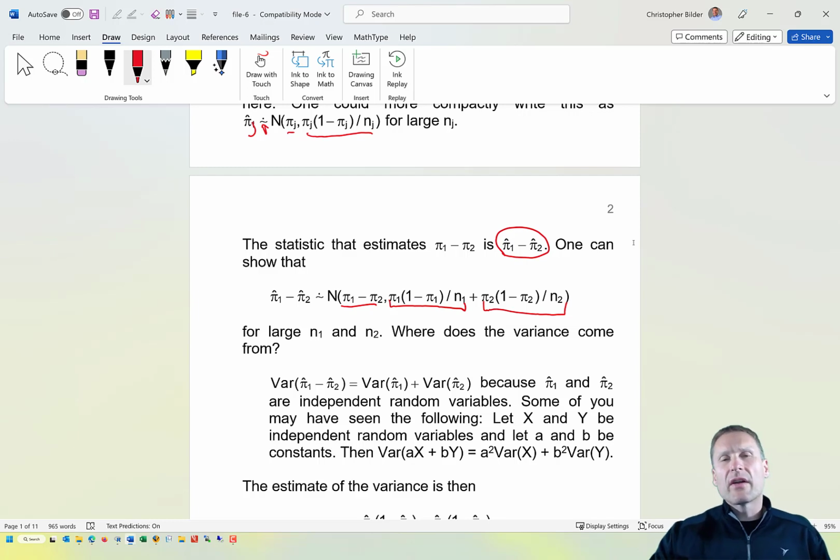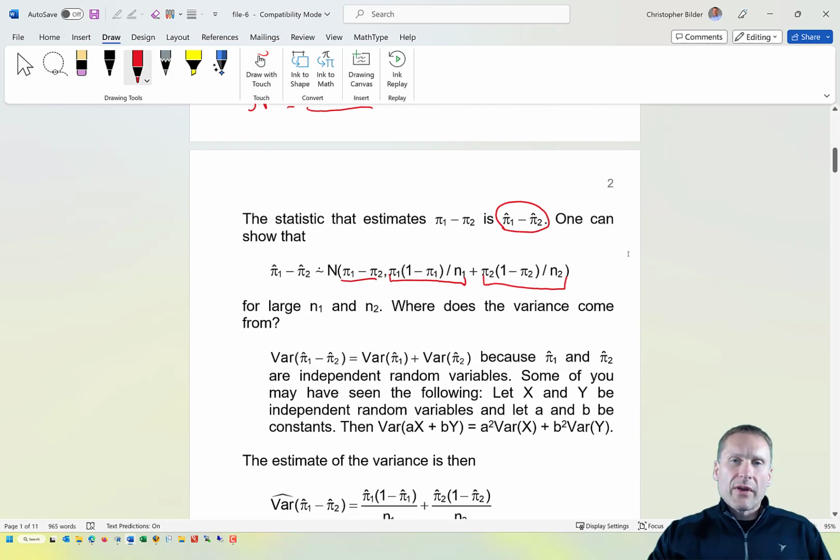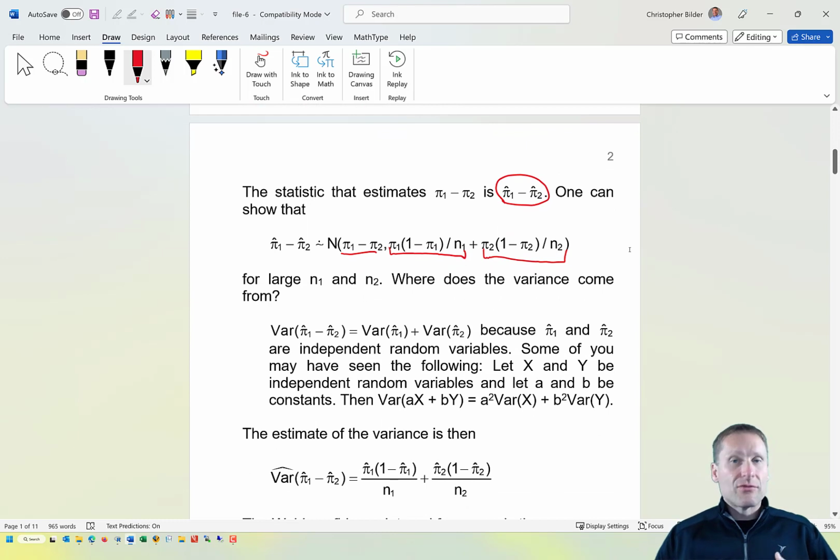Well, where does this variance come from? This variance can be shown using some results from a mathematical statistics course. Again, I know a number of students have not seen that before, and that's fine. And so I wouldn't expect you to be able to do this derivation here.